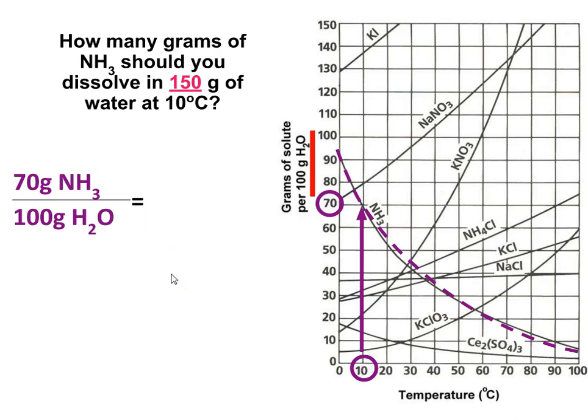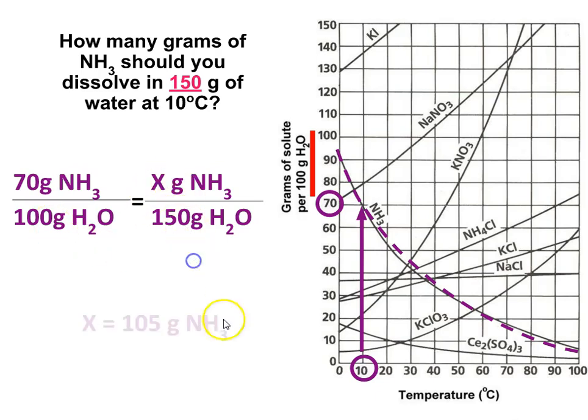What would go on the bottom? 150 or X? 150 would go on the bottom because that's the amount of solvent, right? That's the amount of water. 70 dissolves in 100 grams of water, so how much dissolves in 150 grams of water? And then just solve for X, and X would be 105.